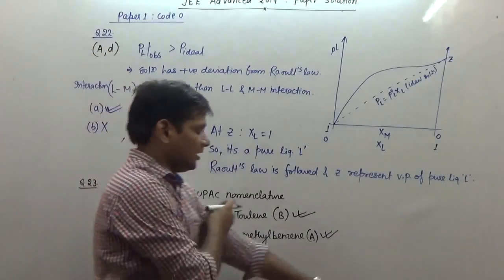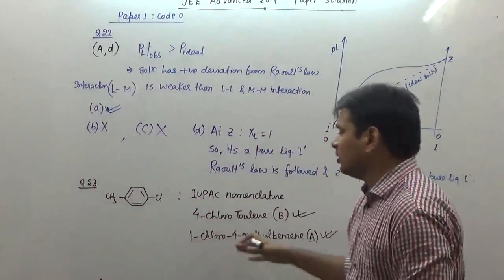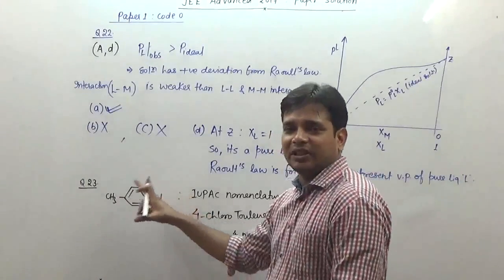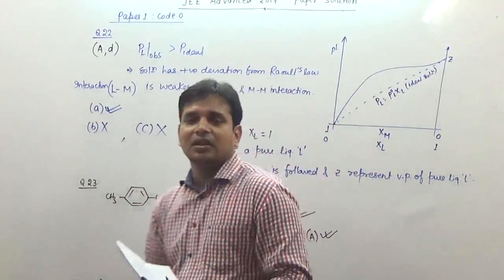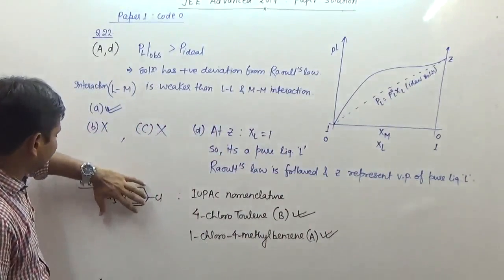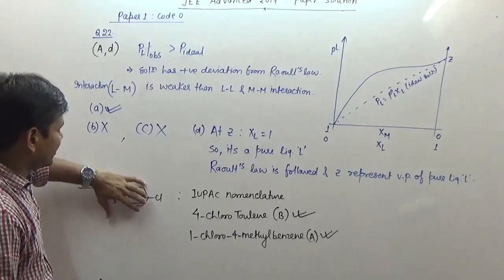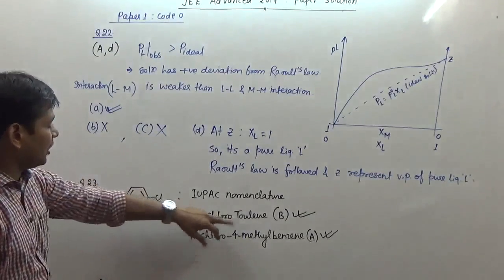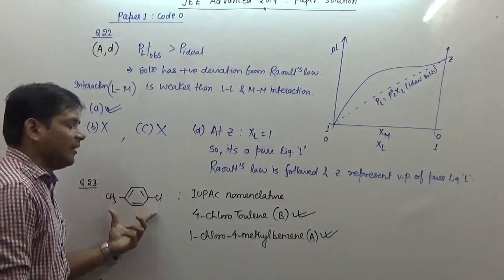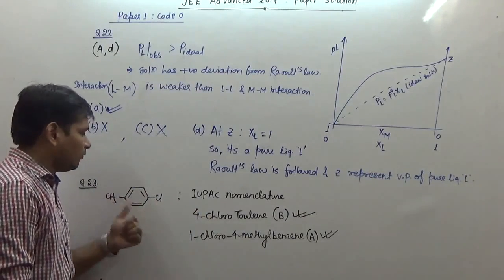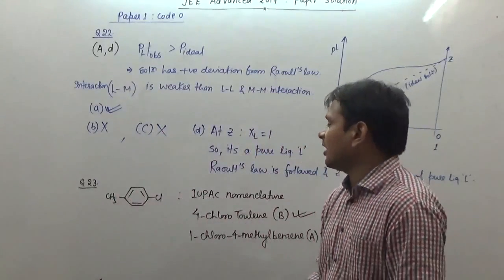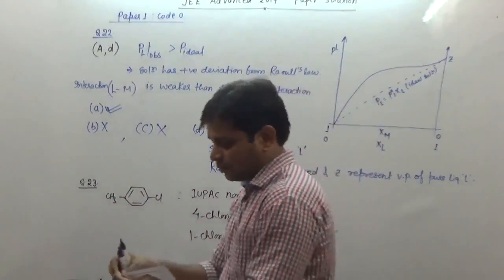For nomenclature of this compound, in benzene at 1 and 4 position, methyl and chloro are attached. Two nomenclatures are possible. One is with benzene, CH3 is named as toluene, so it can be named as 4-chlorotoluene. And if we write the substituents in alphabetical order, this is 1-chloro, 4-methyl benzene. So these are the two correct options in question number 23.